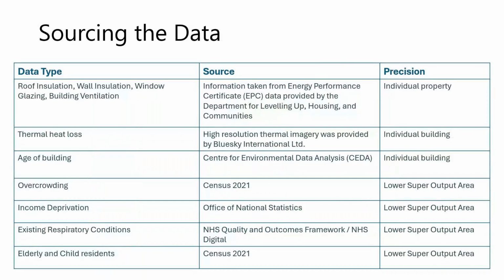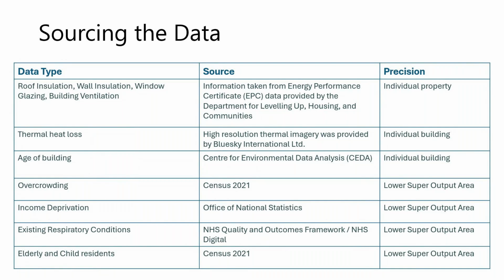This chart details the data that I gathered in order to represent each element of the risk model. Information related to insulation and ventilation was taken from energy performance certificates for the households in the study area. These are not available for every single household, although the vast majority of households did have this data available. But in order to supplement this data related to insulation, I also acquired high-resolution thermal imagery in order to get a further idea of how well insulated each individual building was.